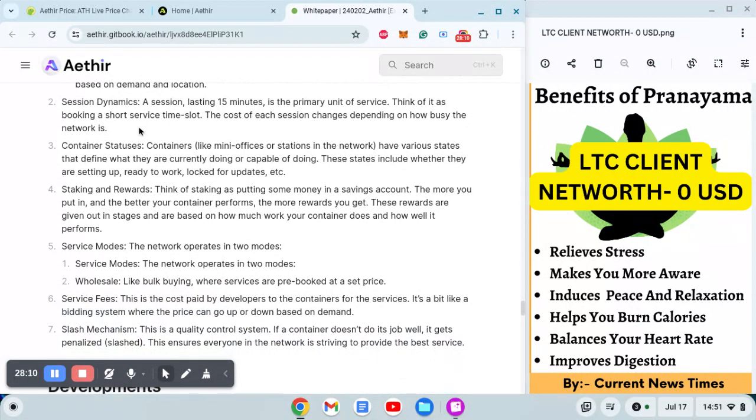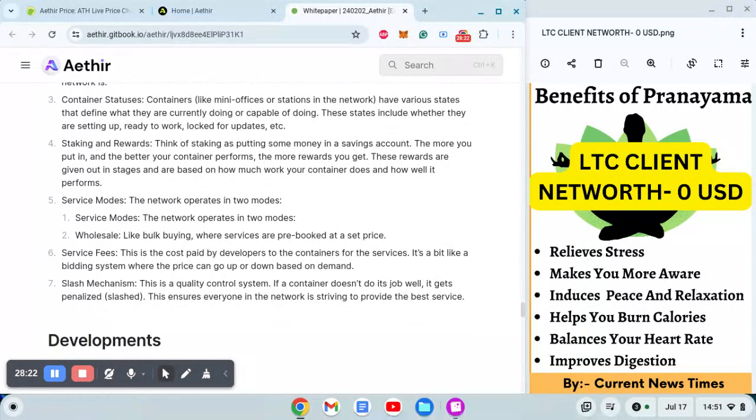Session dynamics. A session lasting 15 minutes is the primary unit of service. Think of it as booking a short service time slot. The cost of each session changes depending on how busy the network is. Container statuses. Containers have various states that define what they are currently doing and capable of doing. These states include whether they are setting up, ready to work, locked for updates, etc.